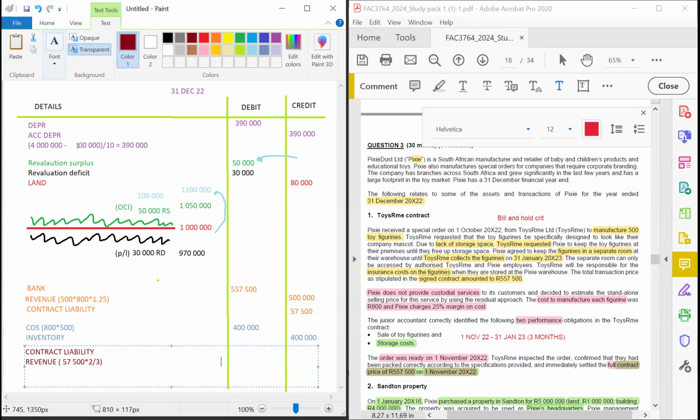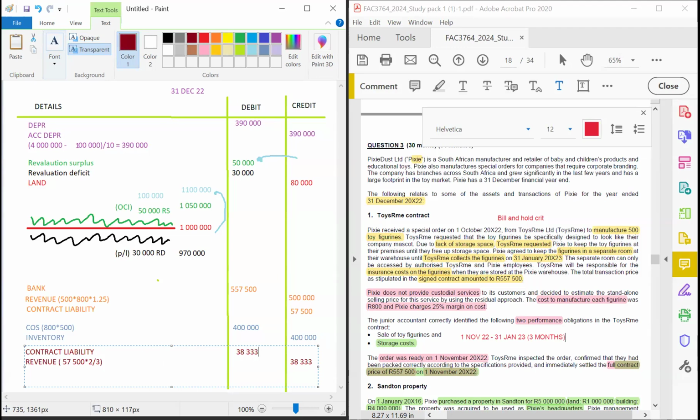So let me calculate this quick. Times 2 divided by 3, right? So 38,333. This is what I'm going to recognize revenue with. 38,333, right? Mabuza, can I take your question?